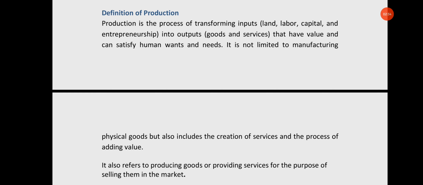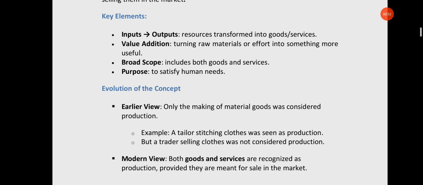It is not limited to manufacturing physical goods, but also includes the creation of services and the process of adding value. It also refers to producing goods or providing services for the purpose of selling them in the market. Key elements: input, output, resources transformed into goods and services. Value addition: turning raw material or effort into something more useful. Broad scope: includes both goods and services. Purpose: to satisfy human needs.